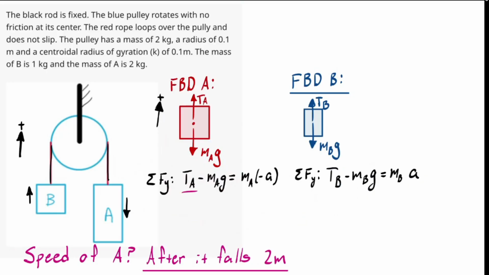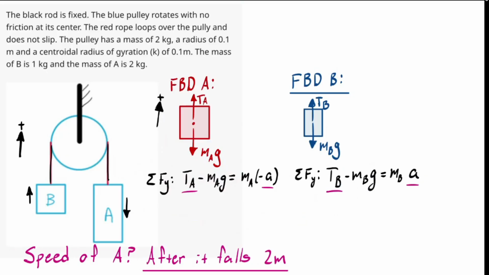We have the tension of A, tension of B, unknown. We have this acceleration, right? These two are the same value, unknown. And then everything else is known, right? We know the masses and we know gravity. So we have 3 variables and, sorry, 2 equations, right? So we still need a third equation.